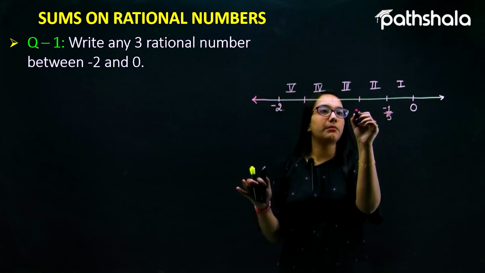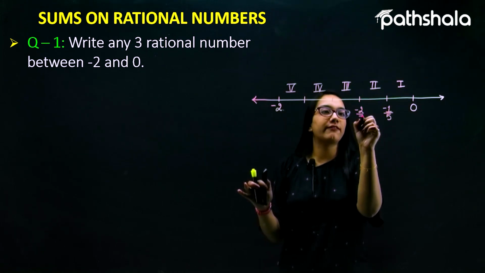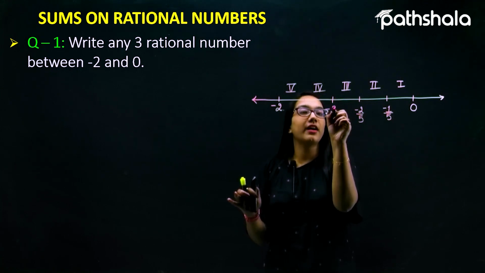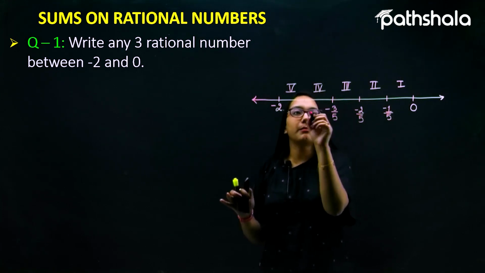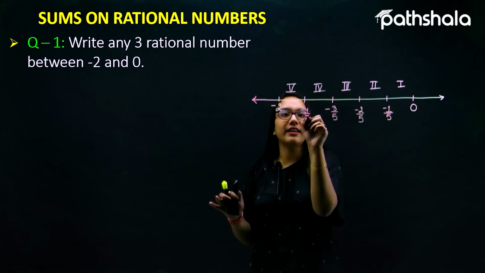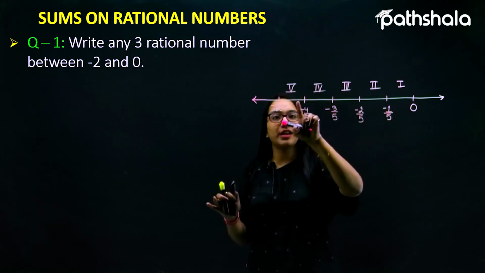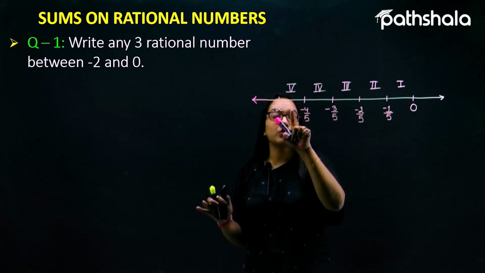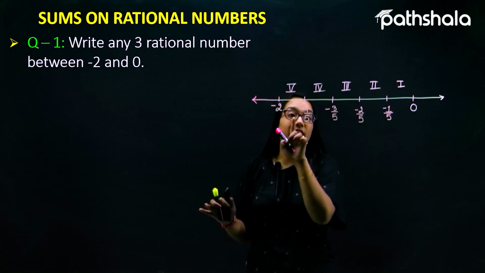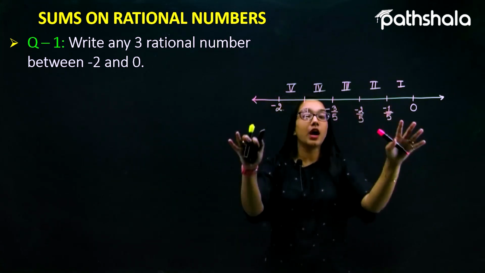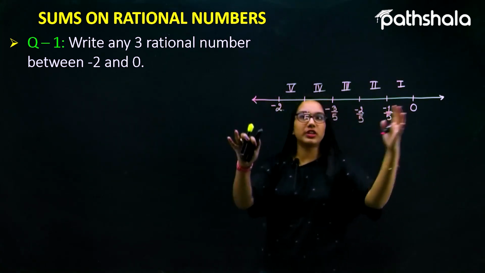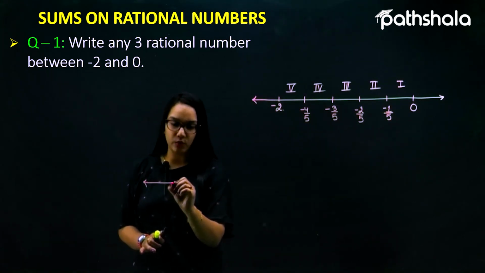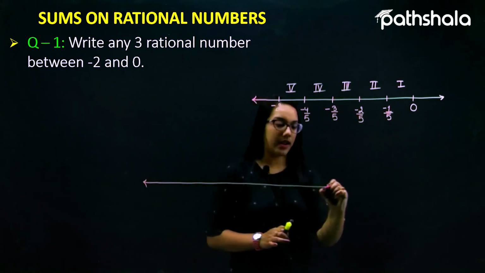This is nothing but minus of 2 by 5. This is minus of 3 by 5. And this is minus of 4 by 5. And let us suppose I'm taking -1 over here. If I'm writing -1, it will be represented as -5 by 5. Let us suppose I'm taking a larger view of this number line, including -1 over here as well.